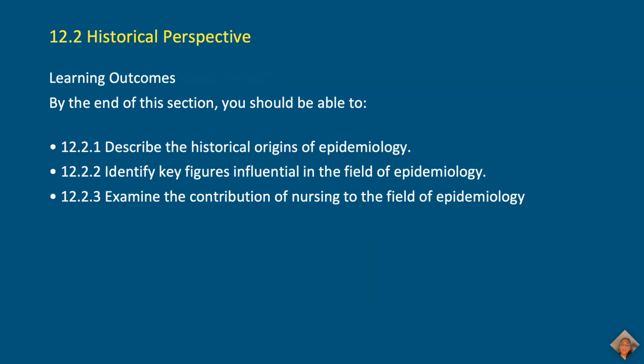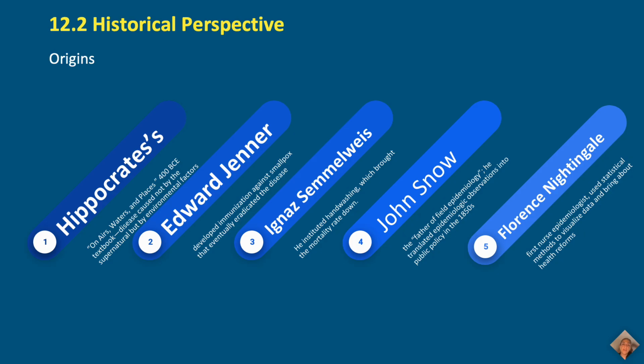So now you should be able to talk about the history and origins of epidemiology when we're done with this section, and then think about who the key people in the field were who contributed to epidemiology historically, and then examine the contribution that nursing had to the field.